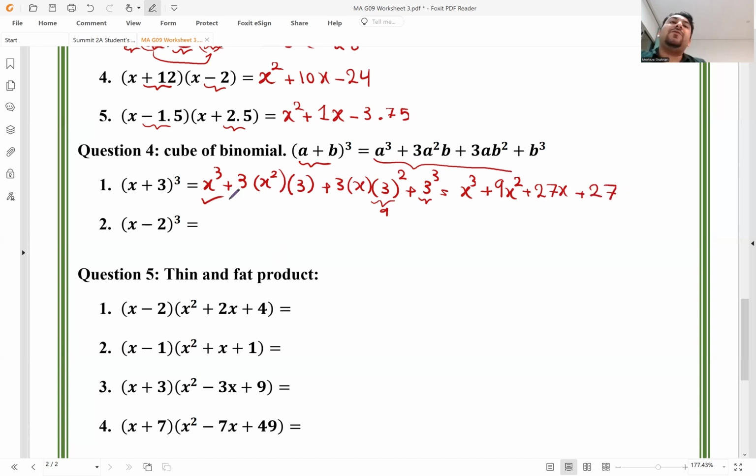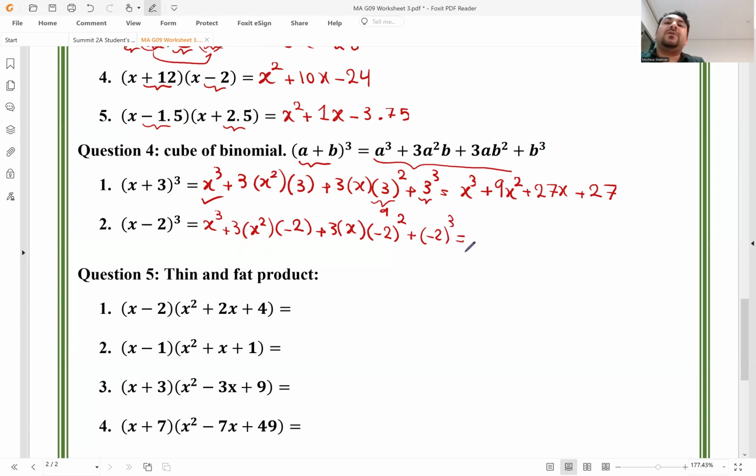Apply this formula for the second one, x minus 2 cubed. It's going to be the first term, x powered by 3, x cubed, plus 3 times the first term squared, times the second term, which is negative 2, plus 3 times the first term itself, times the second term powered by 2, plus the second term, negative 2, powered by 3.